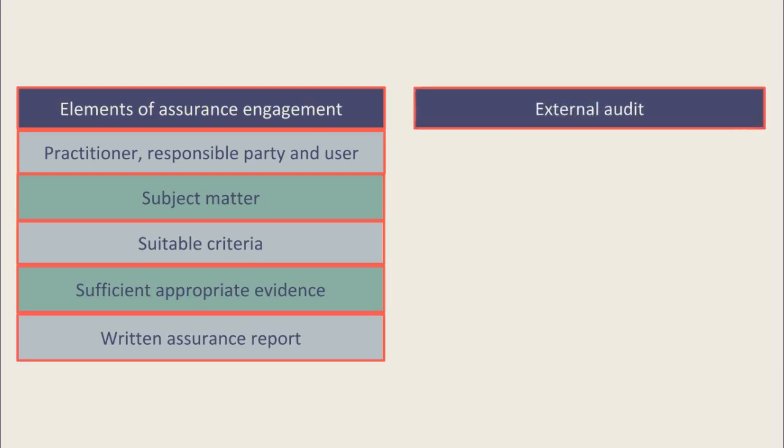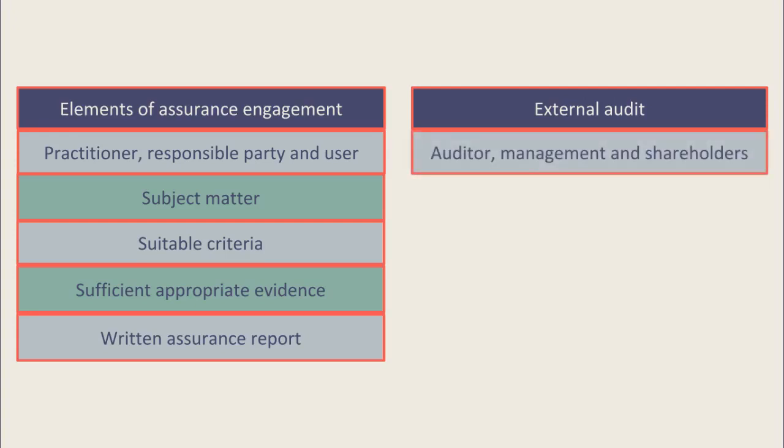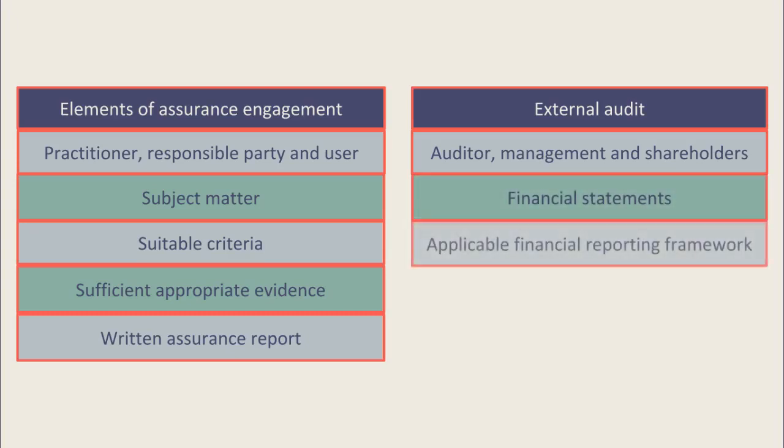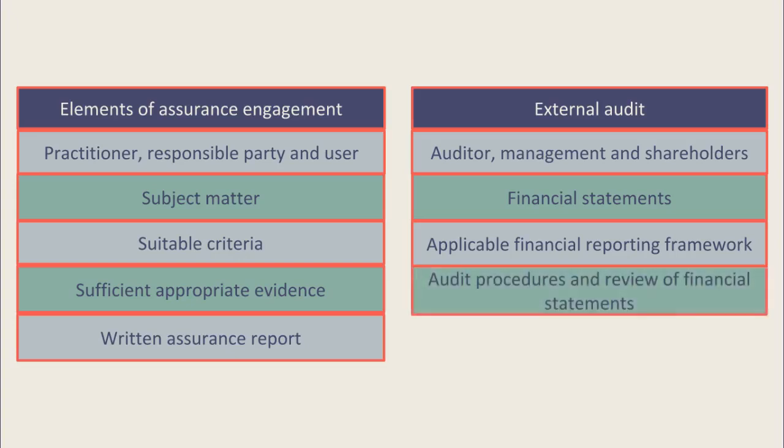Therefore, for our external audit, the 3 parties are the auditor, the management and the shareholders. The subject matter is the financial statements. The suitable criteria is the applicable financial reporting framework used to prepare the financial statements. Sufficient appropriate evidence is collected by the auditor through the audit procedures carried out and review of the financial statements. And the assurance report is the audit report.